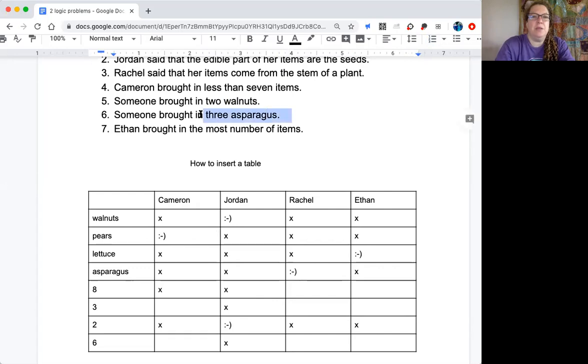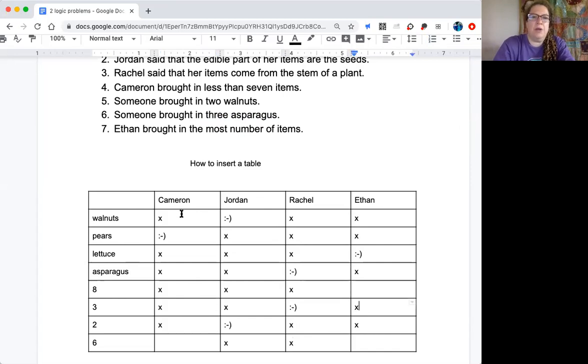Great. Someone brought in 3 asparagus. And if you look at all this stuff without your table, it's really hard to do. But if you set up your table, it's not so bad. 3 asparagus. Rachel has asparagus. Oh, she's healthy again. Aha, 3. Cross out Rachel. We didn't have Miss Kreger there. I'd probably have spaghetti squash. And cross out 3. Nobody else can have 3. Rachel's got the 3 down.